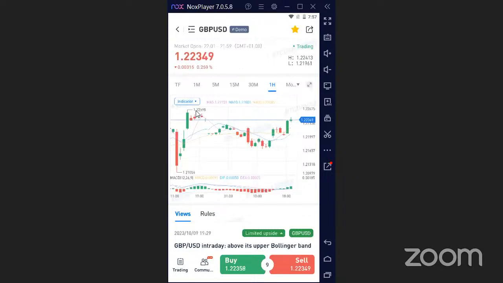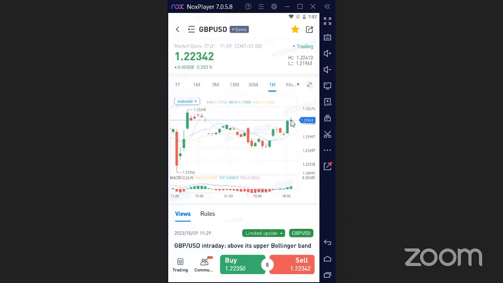So what you want to do is write out the number there. And this is the number, 1.22675. Yes, that is our entry point. Okay, and then you have an entry point now. You obviously need a take profit point.